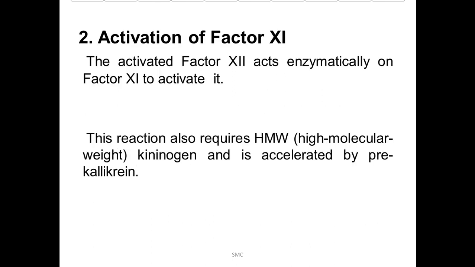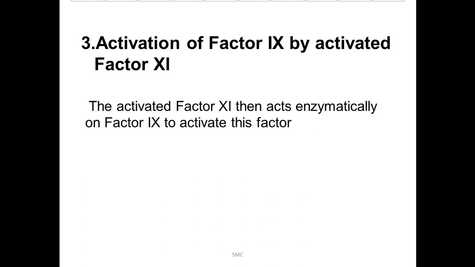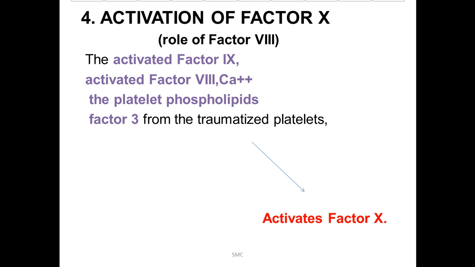Activation of factor XI: the activated factor XII acts enzymatically on factor XI to activate it. This reaction also requires high molecular weight kininogen and is accelerated by prekallikrein. You see all these points in the pathway here. Activation of factor IX by activated factor XI, and then activation of factor X, the role of factor VIII: the activated factor IX, activated factor VIII, calcium, and the platelet phospholipid factor III from the traumatized platelets result in activation of factor X.